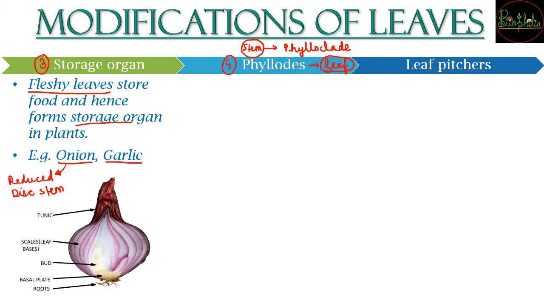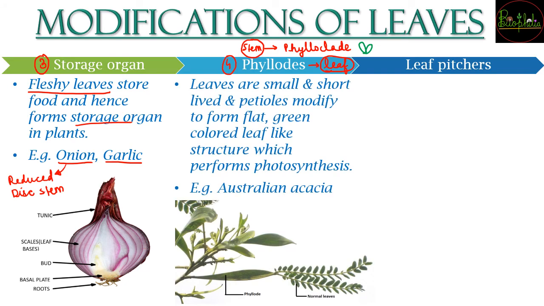Phylloclad क्या था? Phylloclad was nothing but when the stem is going to convert into a cylindrical fleshy structure which can photosynthesize. But phyllodes क्या होता है? It is where the leaves are going to become small and short lived, and the petioles are going to modify into forming a flat green colored leaf like structure which performs photosynthesis, called as phyllodes.